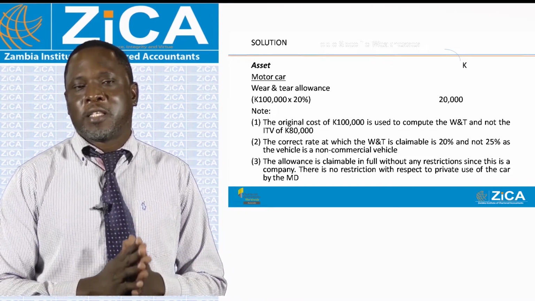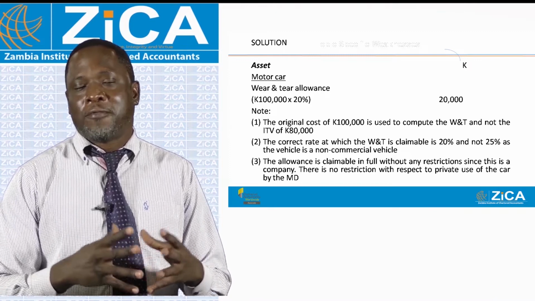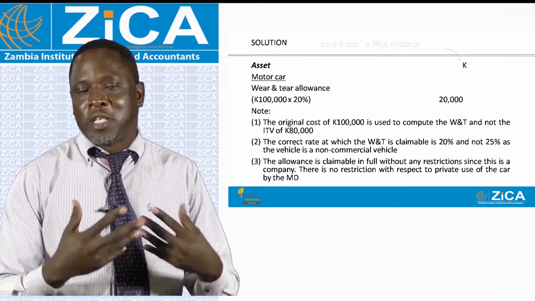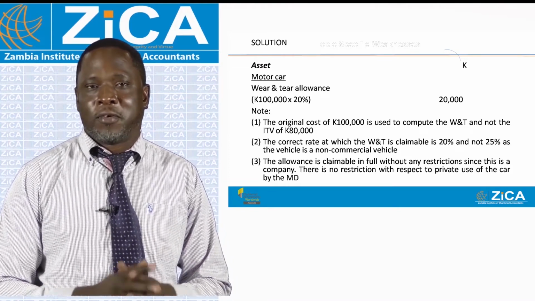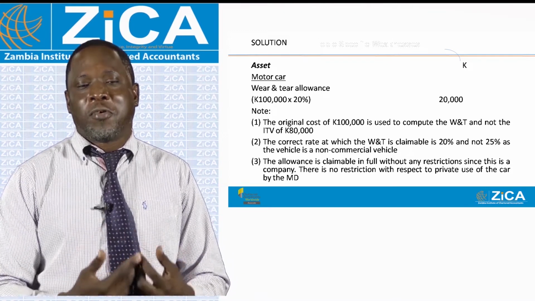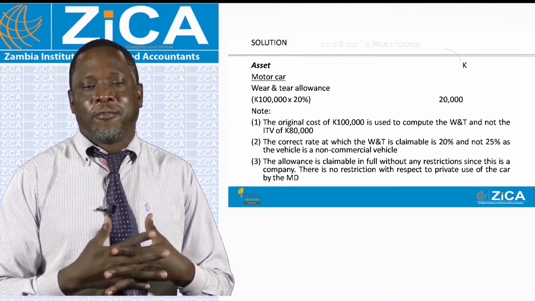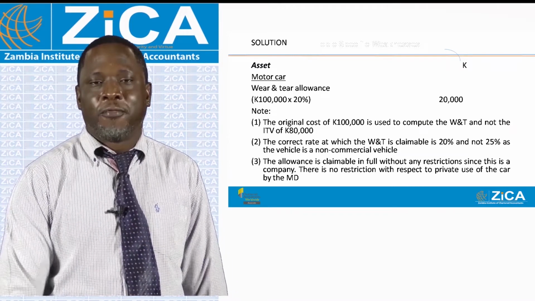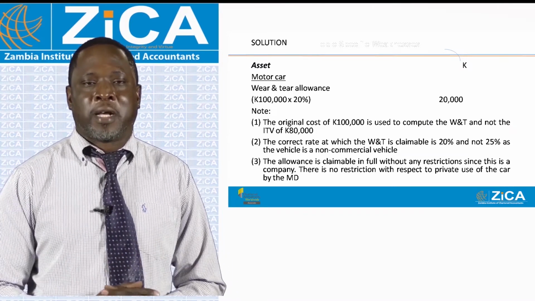If you recall, the question said this motor vehicle was being used partly for private purpose because it was given to one of the directors on a personal order basis. Therefore, you will still claim the capital allowance in full. You are not going to restrict it to the business use of the motor car.